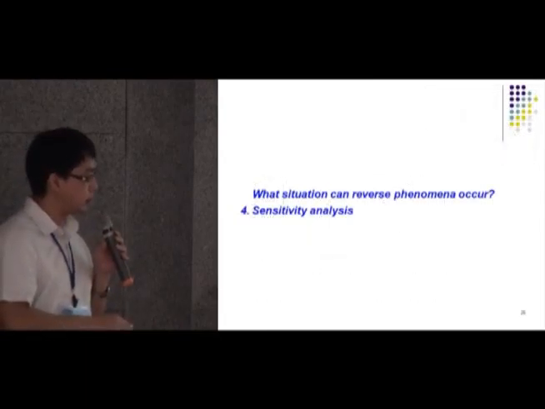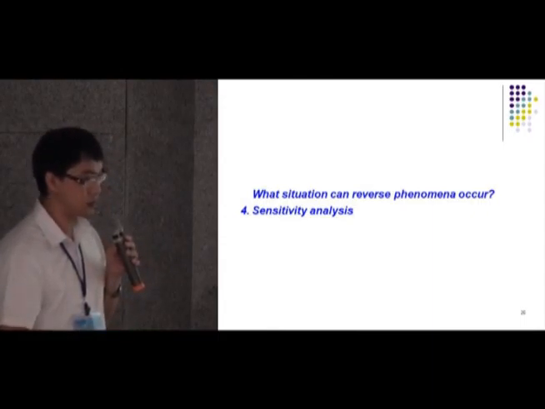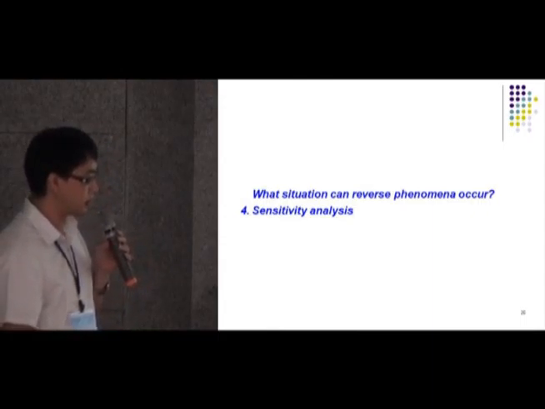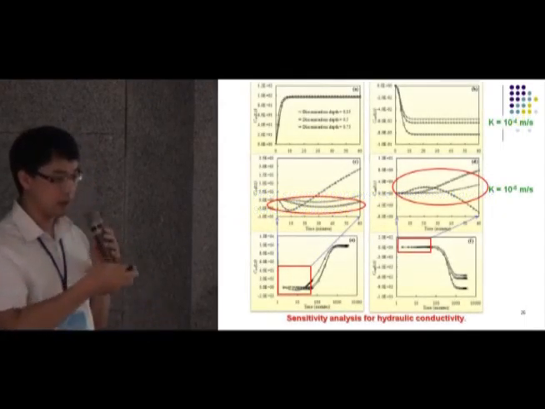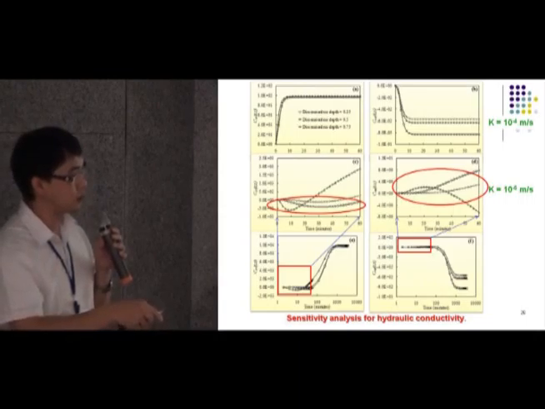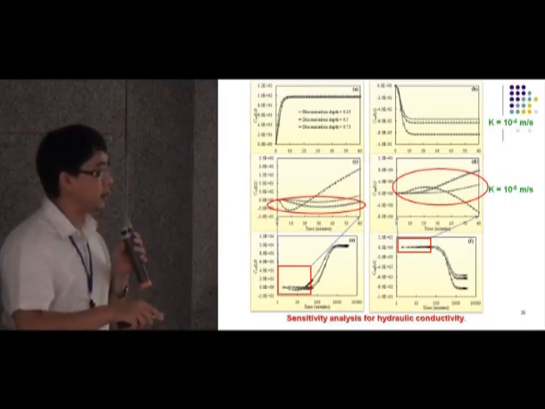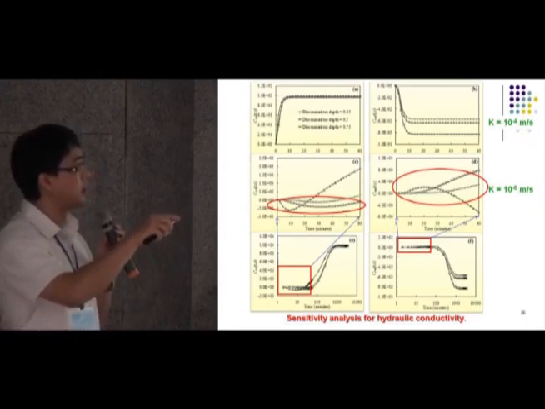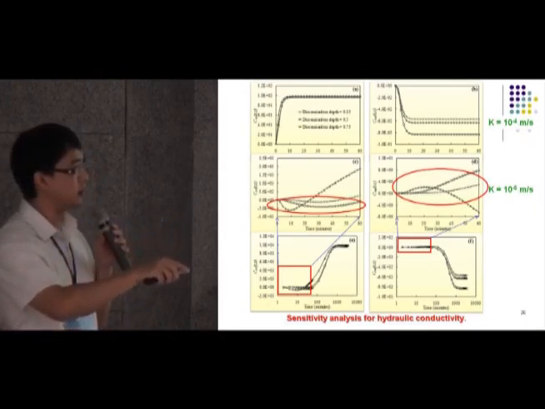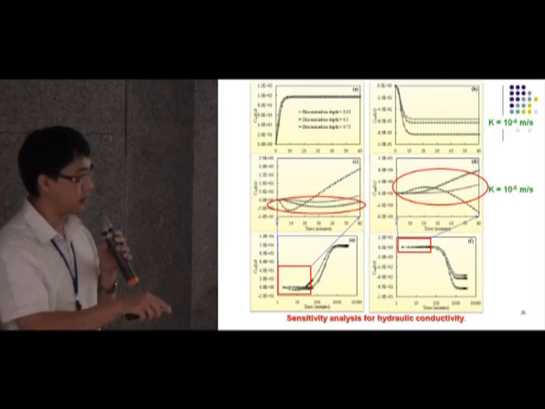Then we are thinking about in what situation the reverse phenomenon can occur. So we use sensitivity analysis to see if we can observe some behavior. First, we evaluate the hydraulic conductivity. We set it to be larger and smaller. The original setting is 10 to the minus 5 meters per second. You can see that a larger hydraulic conductivity shows no reverse behavior. If we use a small hydraulic conductivity, the reverse behavior is very obvious here and here.